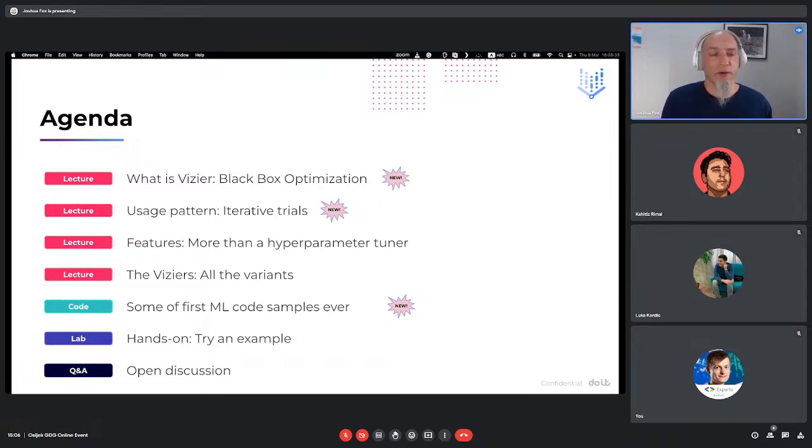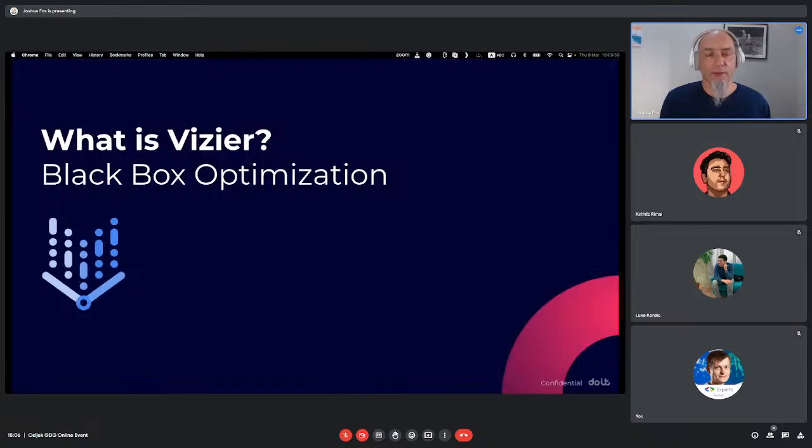And some of these things will be very new, including the fact that Vizier has come out in many variants. So it's a brand name, and Google keeps reusing it. That's fine, but it gets very confusing, and I will clear that up. And I will present some of the first ever machine learning code samples. I'll also present the lab, which means you can go afterwards and try it yourself. I'll explain how. And of course, Q&A.